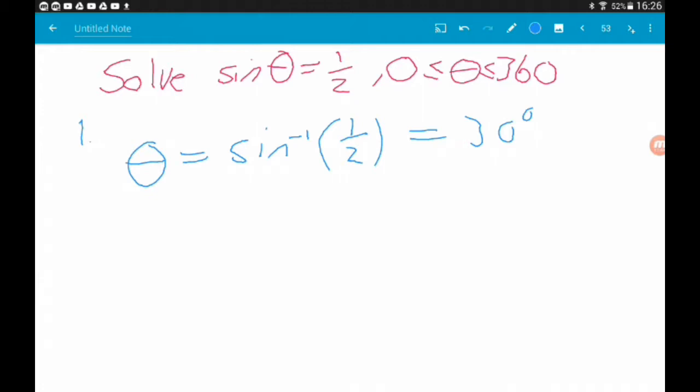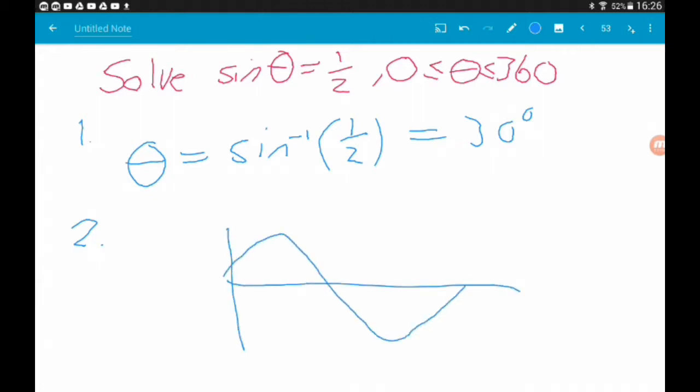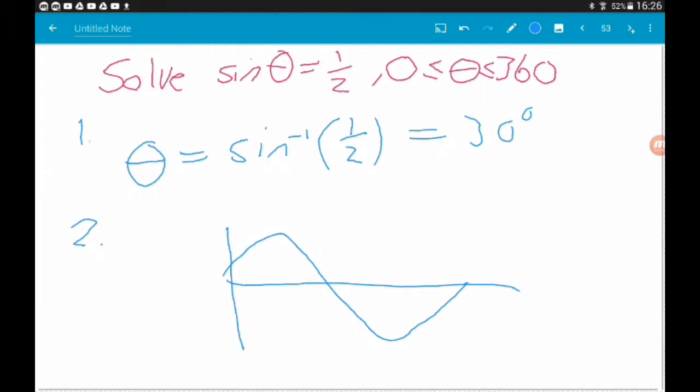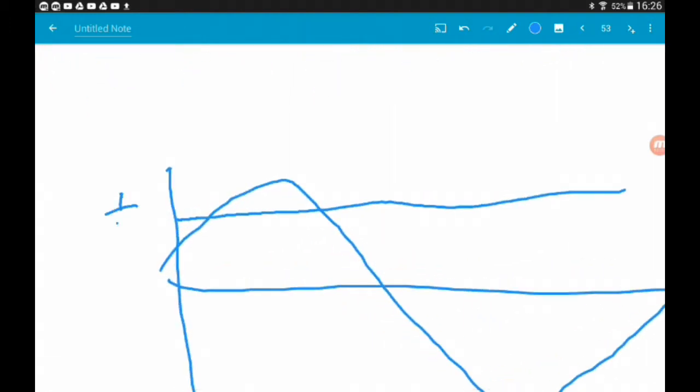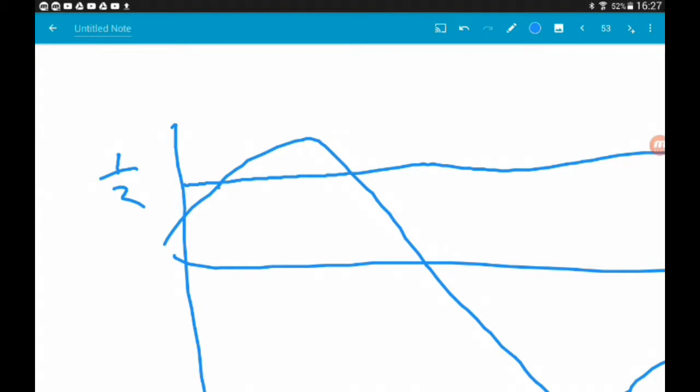So 30 degrees is one of our solutions. There's actually two solutions to this. To get the other one, we're going to draw the graph of sine of theta between 0 and 360 degrees. It only needs to be a sketch. So our graph is going to look something like that. Now what we're trying to solve is sine of theta equals 1/2, so we are trying to find the values of theta where the graph of sine of theta hits the line y equals 1/2. We've found our first solution, which is here, at 30 degrees. Now there's another solution over here.